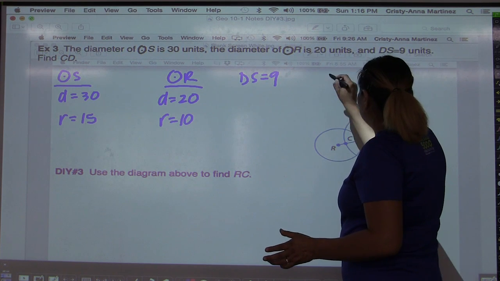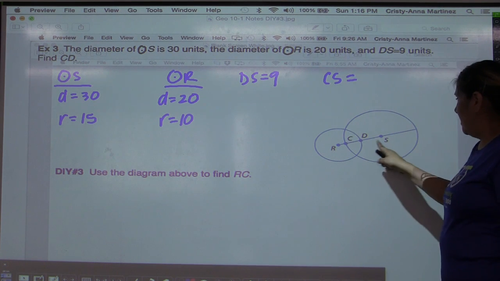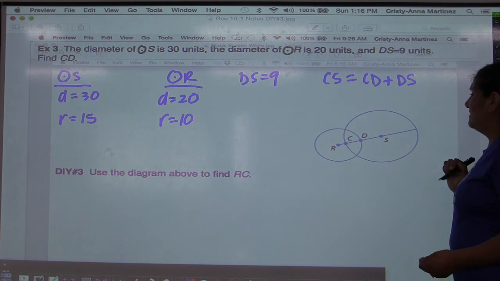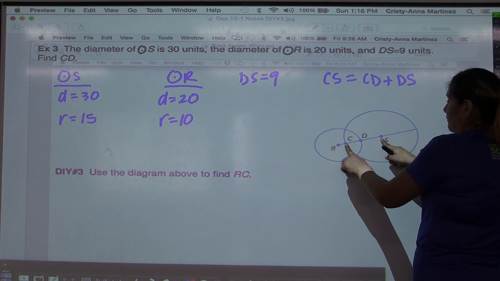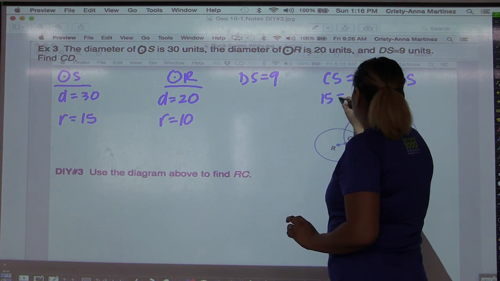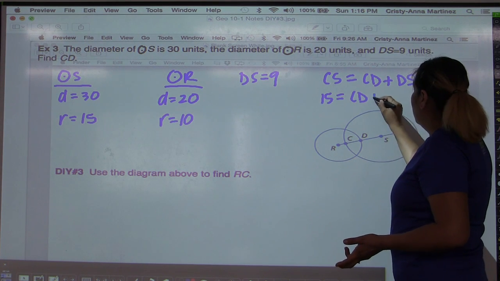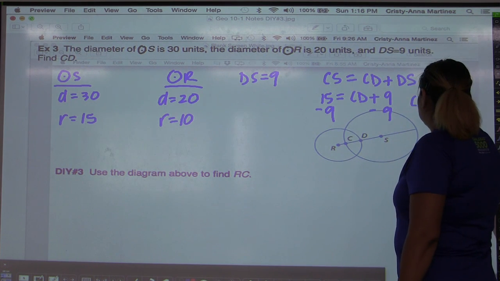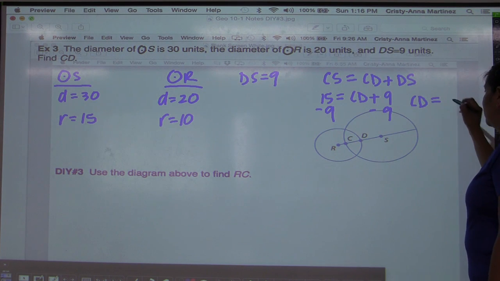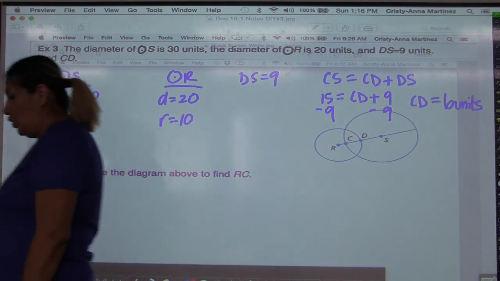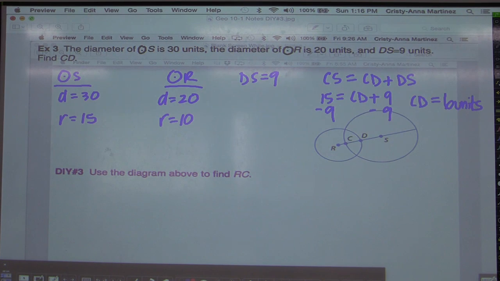So what I know is that the segment that goes from C to S is equivalent to C to D plus D to S. And since I know that C to S is the radius of circle S, and the radius of circle S is 15, then I can put 15 in its place. CD is what I'm asked to find, and DS I was told is 9. So now I can subtract 9 from both sides, and I know that CD is equal to 15 minus 9, or basically 6. So 6 units. And that is how I find the value of CD. So now you are being tasked with finding the value of RC in do-it-yourself number 3.